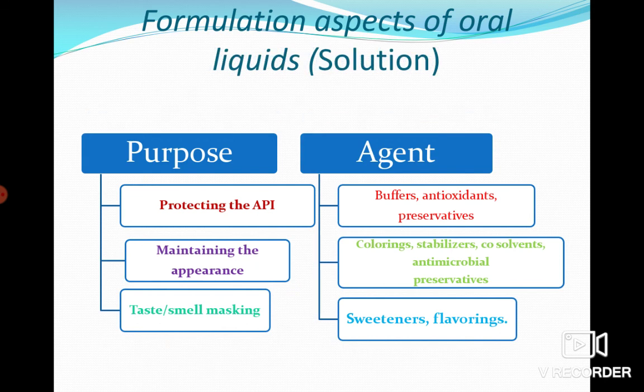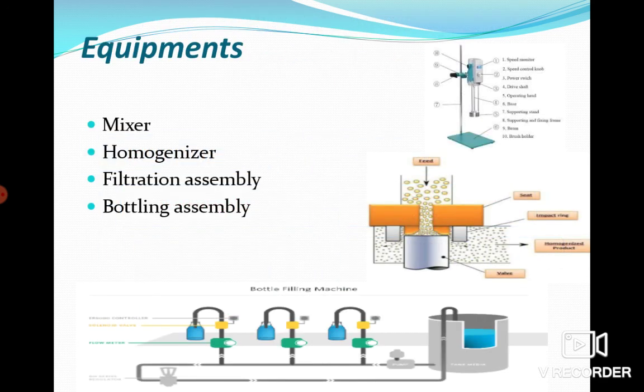Similarly, in case of solutions, for the protection of the API, buffers, antioxidants and preservatives will be used. For maintaining the appearance of the formulation, coloring agents, stabilizers, co-solvents and antimicrobial preservatives will be used. For taste and smell masking, we will again use sweeteners and flavoring agents. Simultaneously, there is a need for some equipment for making formulations, for example emulsions, microemulsions, and some kinds of nanoparticles. Different equipment will be required.